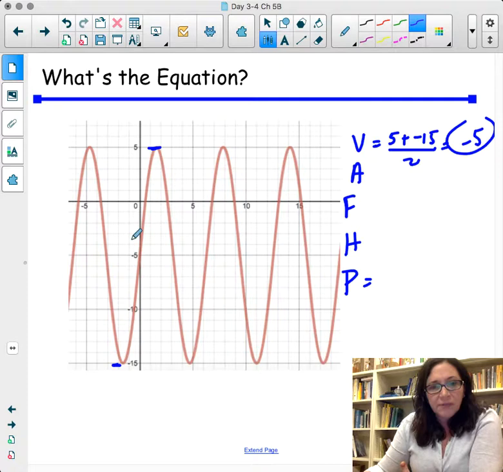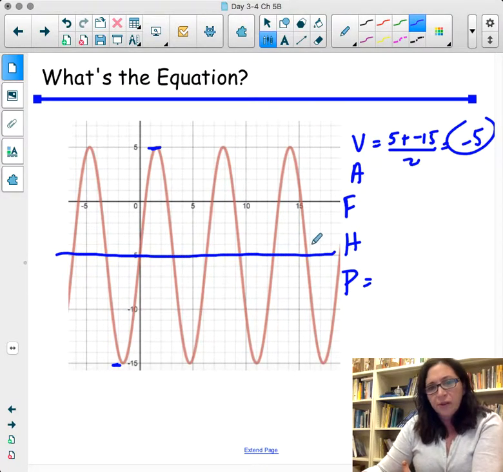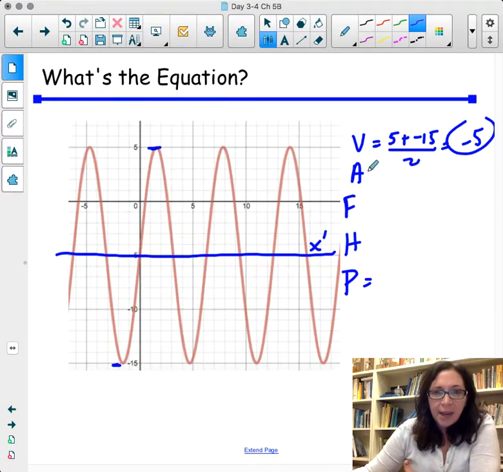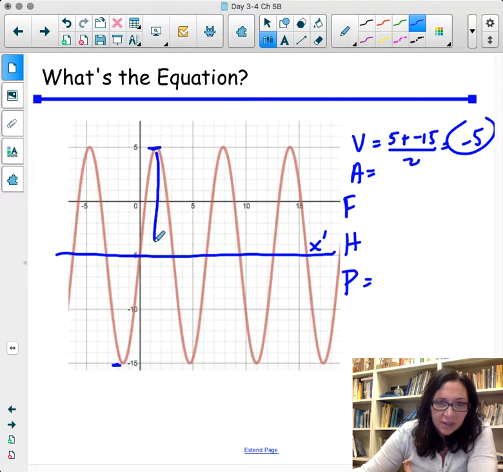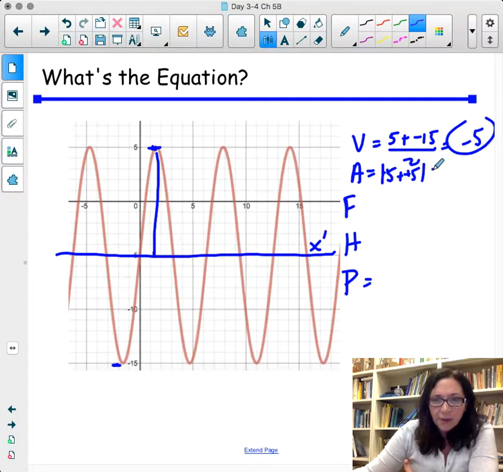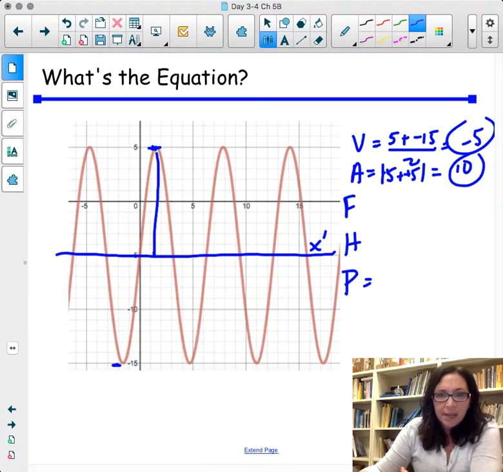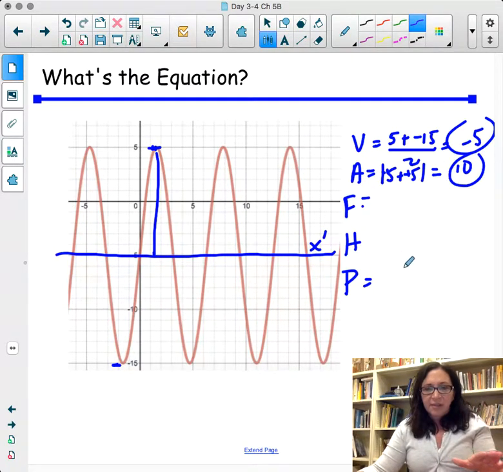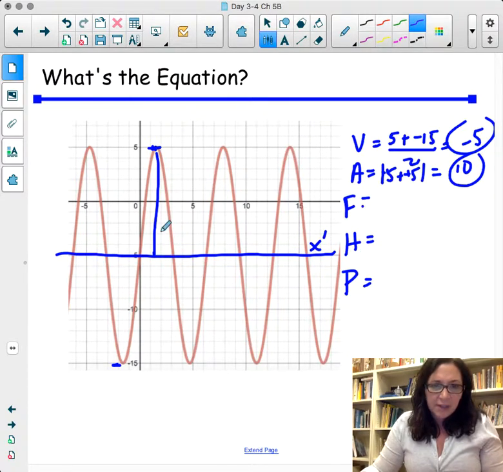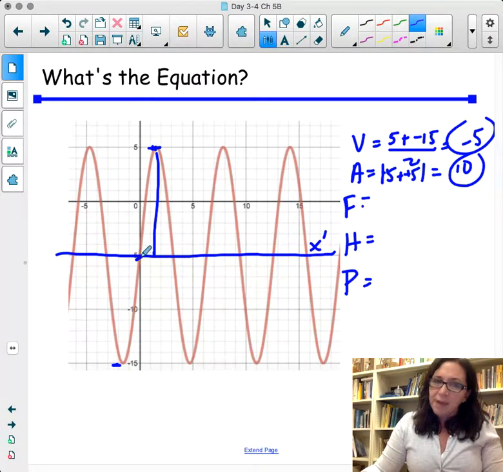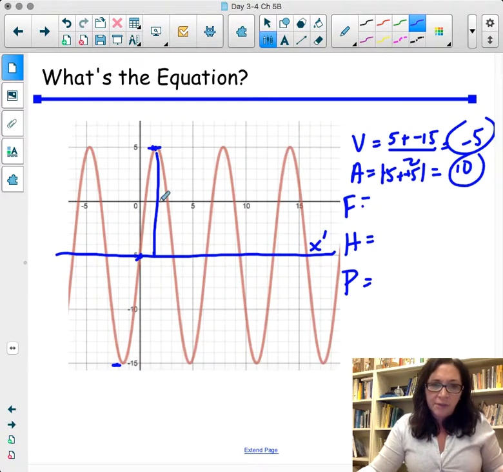So my vertical shift is negative 5, which means that this right here is my new sinusoidal axis, which means that my amplitude is going to be this distance here. So from here to here, so what is that? 5 minus negative 5. It's a difference. So 5 minus negative 5 is 5 plus 5, which is 10. So my amplitude is 10. Leave your frequency to the end. My horizontal shift, if I make this a positive sine wave, it starts at 0, I have no shift. So that means going up, comes down, and it ends right here.